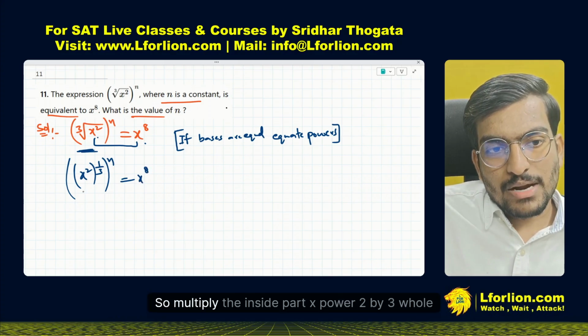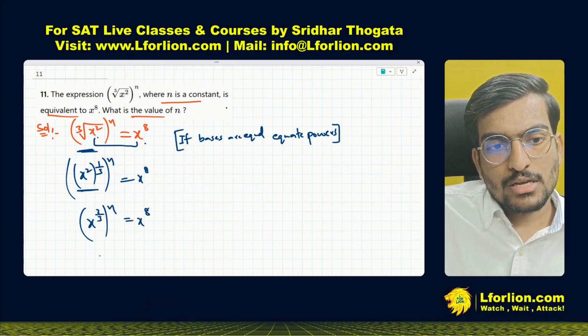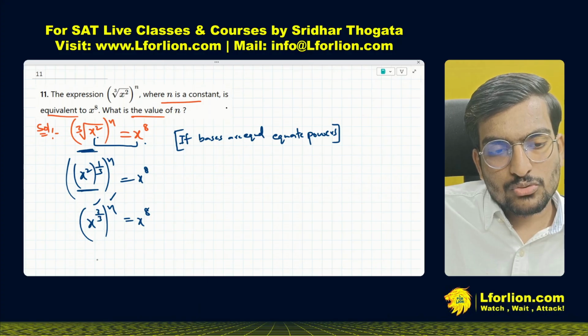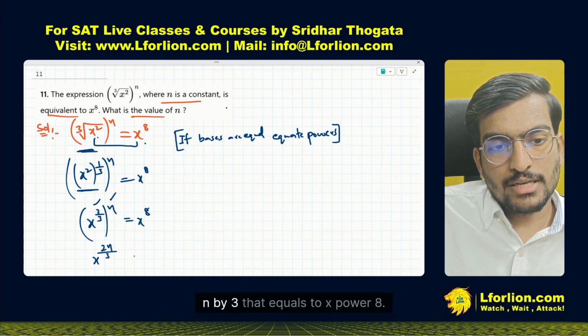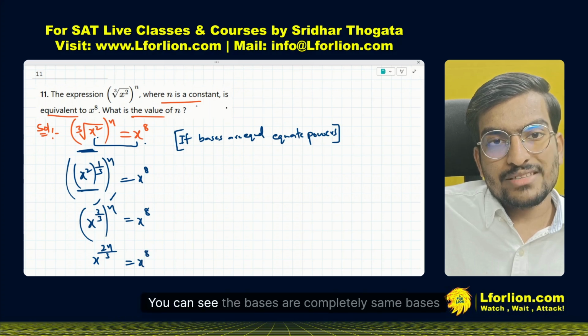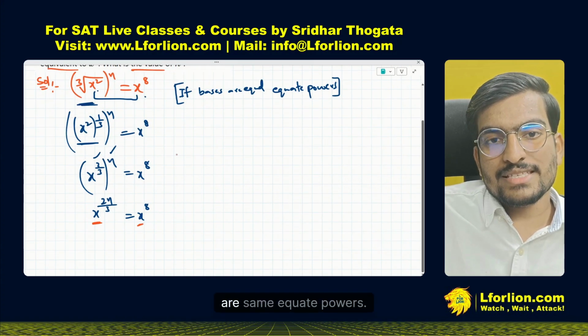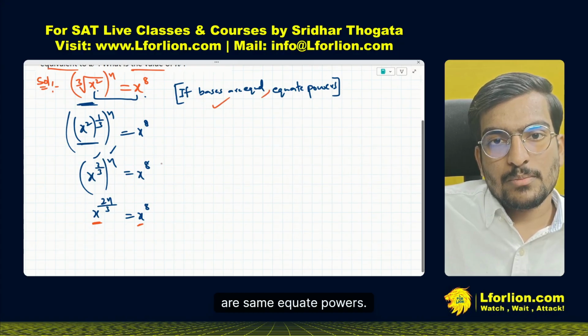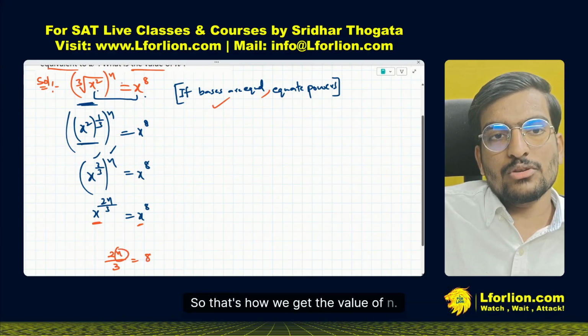So multiply the inside part: x power 2 by 3 whole power n equals x power 8. Again you multiply this 2, because we are applying the power rule: x power 2n by 3 equals x power 8. You can see the bases are completely the same. Bases are same, equate powers. So 2n by 3 equals 8. So that's how we get the value of n.